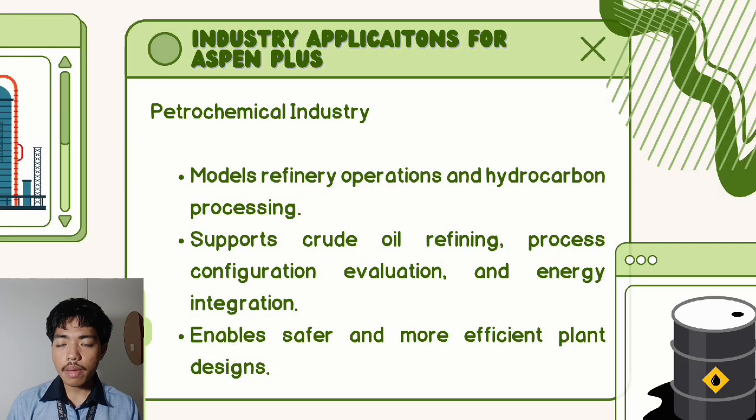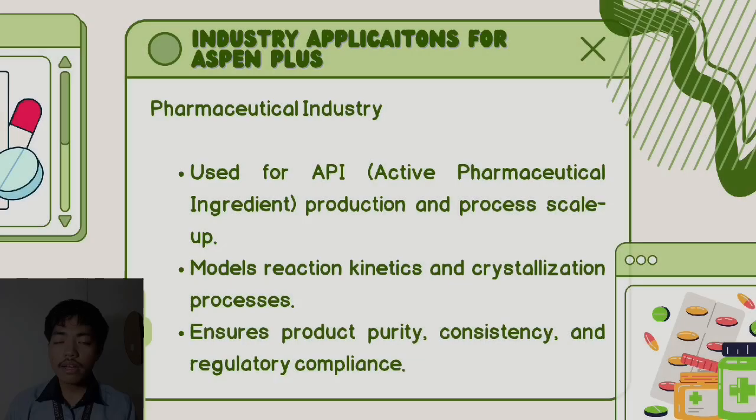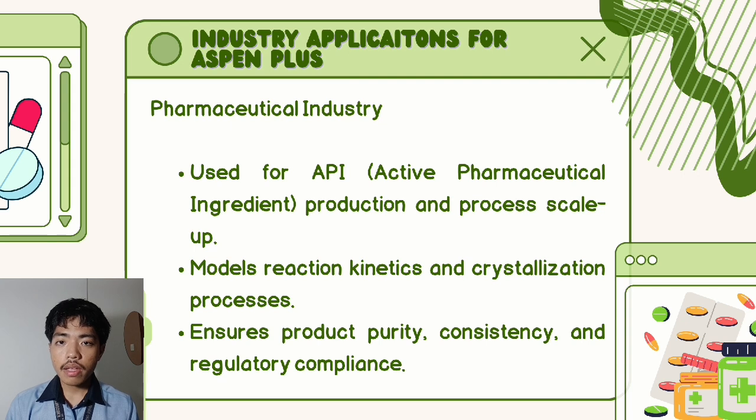Now let's move on to the petrochemical industry. This is another major area where Aspen Plus is heavily used, especially for refining processes and hydrocarbon modeling. It models refinery operations and hydrocarbon processing. It also supports crude oil refining, process configuration, evaluation, and energy integration. It enables safer and more efficient plant designs. So in the petrochemical field, Aspen Plus helps optimize complex operations, improve plant safety, and boost overall efficiency in refining and processing.